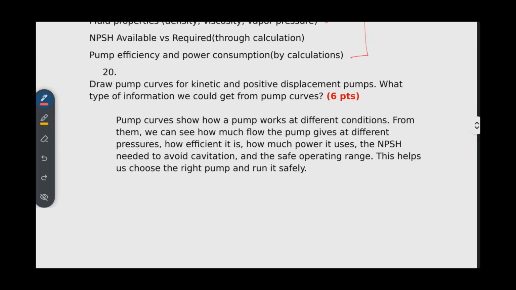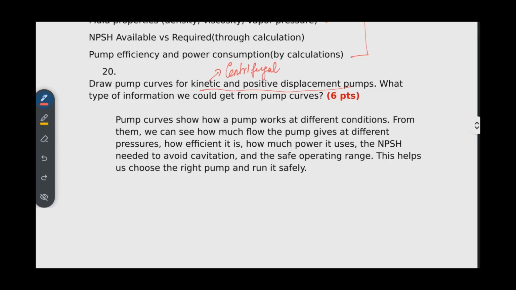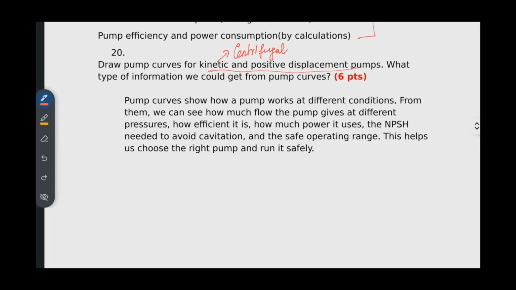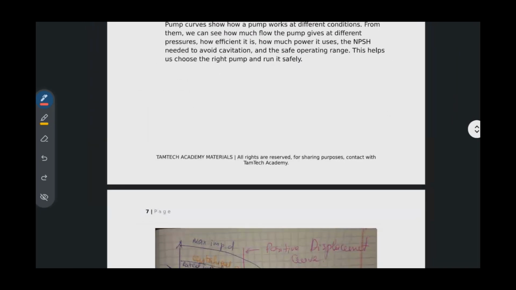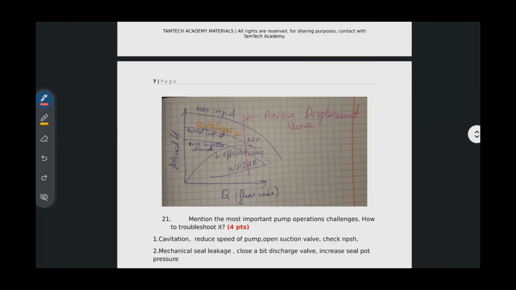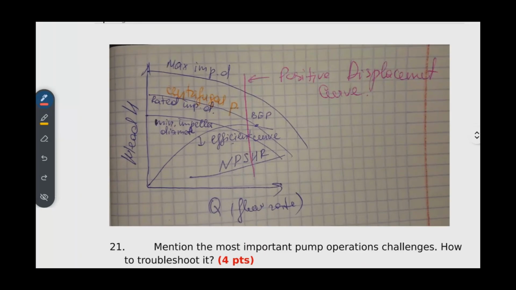So draw pump curves for kinetic and positive displacement. For the centrifugal, the other name is actually kinetic or volumetric. What type of information could we get from these pump curves? Okay, first of all, I'll see the pump curves. Yes, it's here. When we say the pump curves, we need the head and the flow rate dependency on the graph.